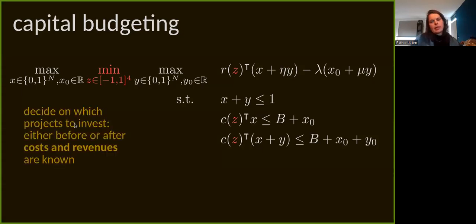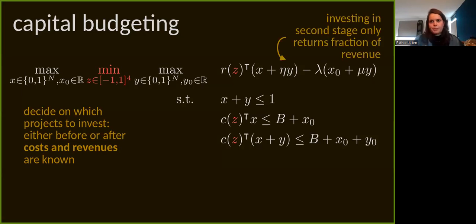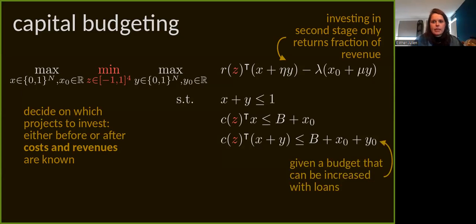So this problem decides on which projects you want to invest. You can either do this before the revenue and the costs are completely known, or after. But if you do it after, then it's at a certain cost. When you do it after, then you can only have a fraction of the actual revenue. And you can only invest given a certain budget, and you can increase your budget by loans.